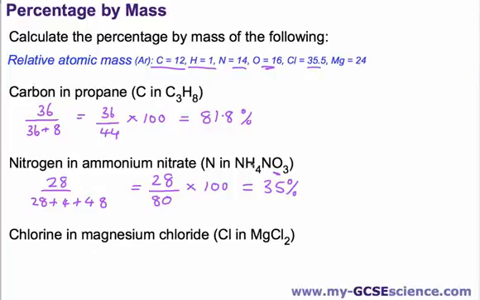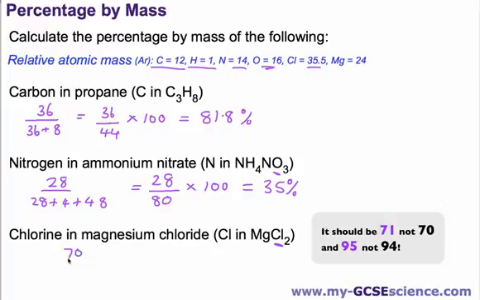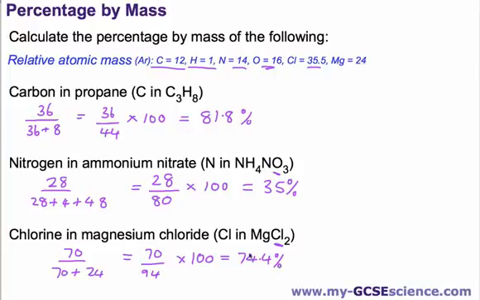And the last one down here, chlorine in magnesium chloride. Relative atomic mass of chlorine is 35.5. Remember, be careful, there's 2 of those. So we have 35.5 times 2 is 71 over 71 plus 24 would be 71 over 95 times by 100. We get an answer of 74.4%. So there you go, 3 examples to practice on.